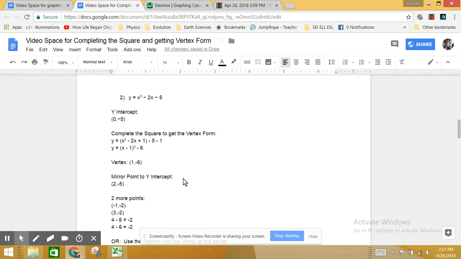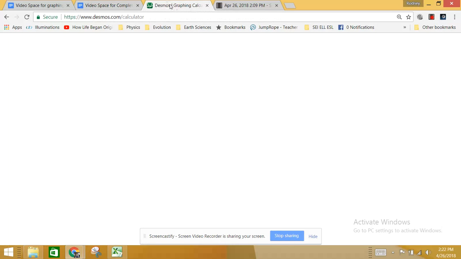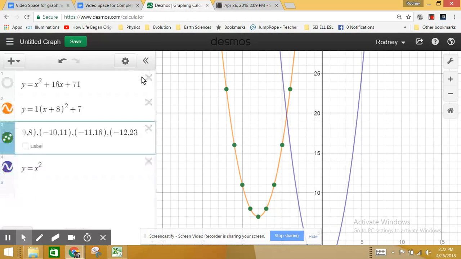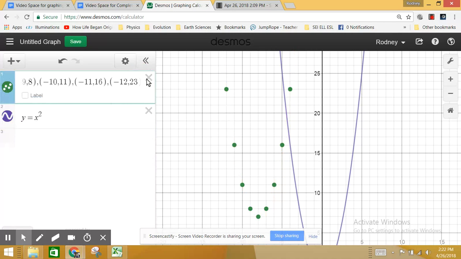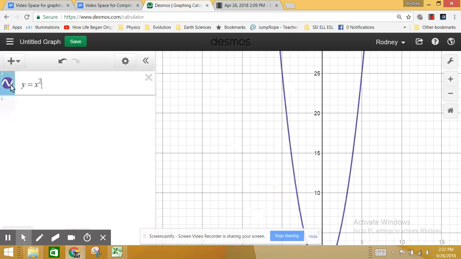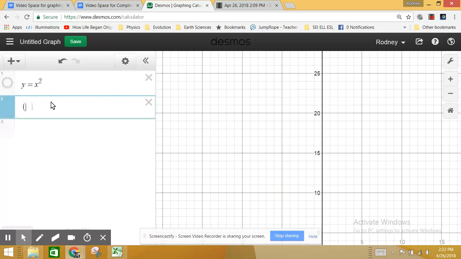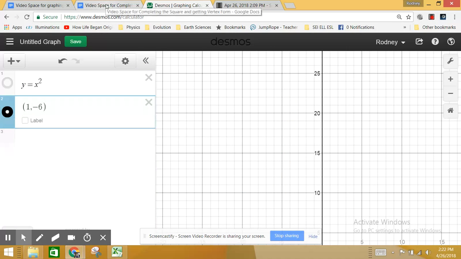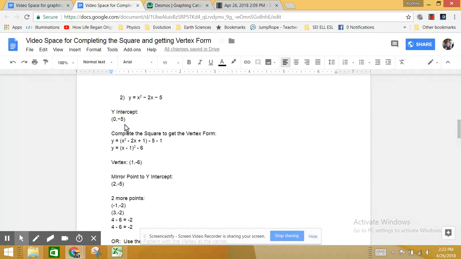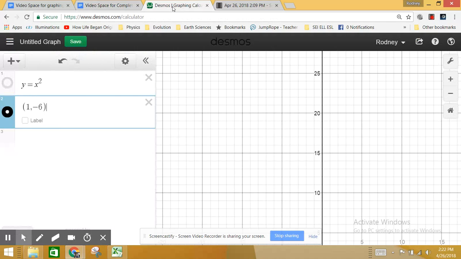So I've got a vertex at 1, -6. And I'll clear this stuff out. I'll leave that there for reasons. And I'm going to say 1, comma, -6. And then I had a y-intercept at 0, -5. 0, -5. And a mirror point at 2, -5.